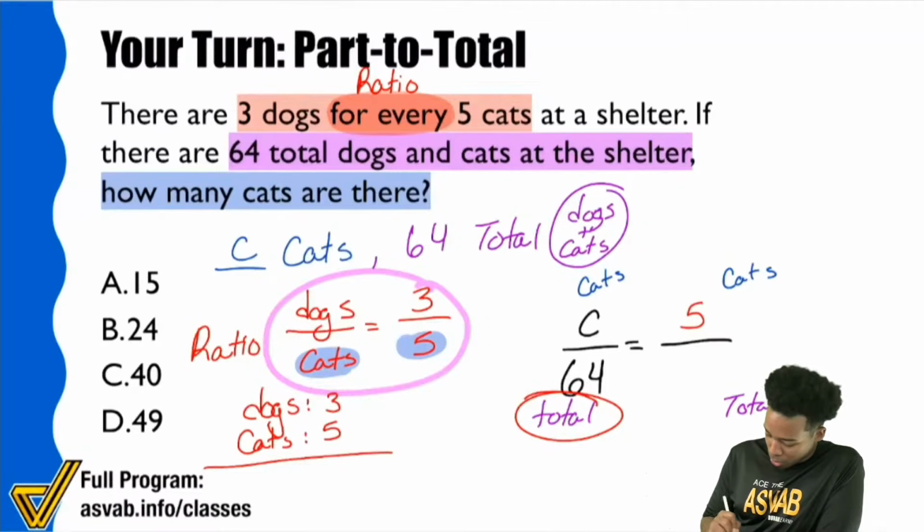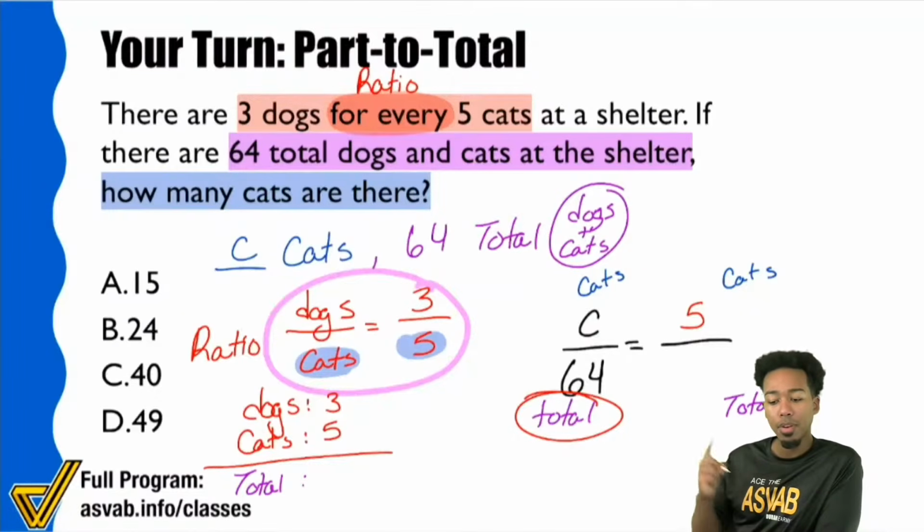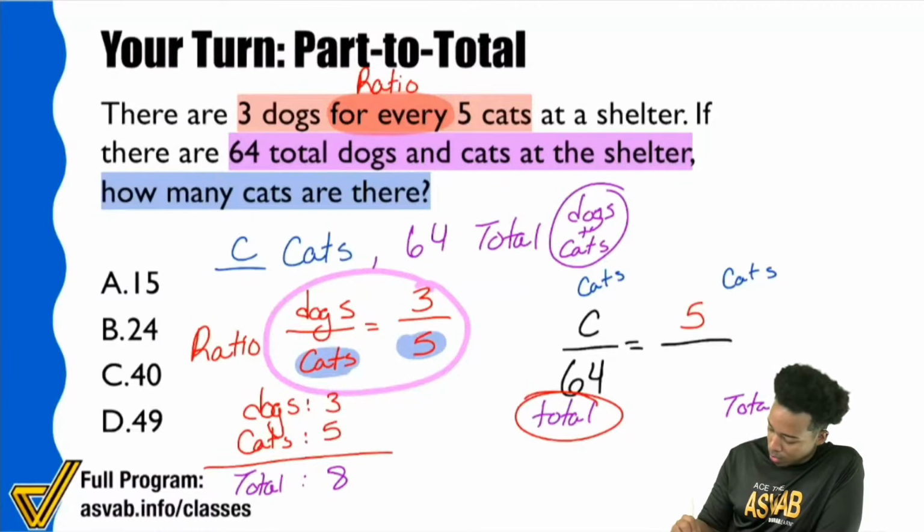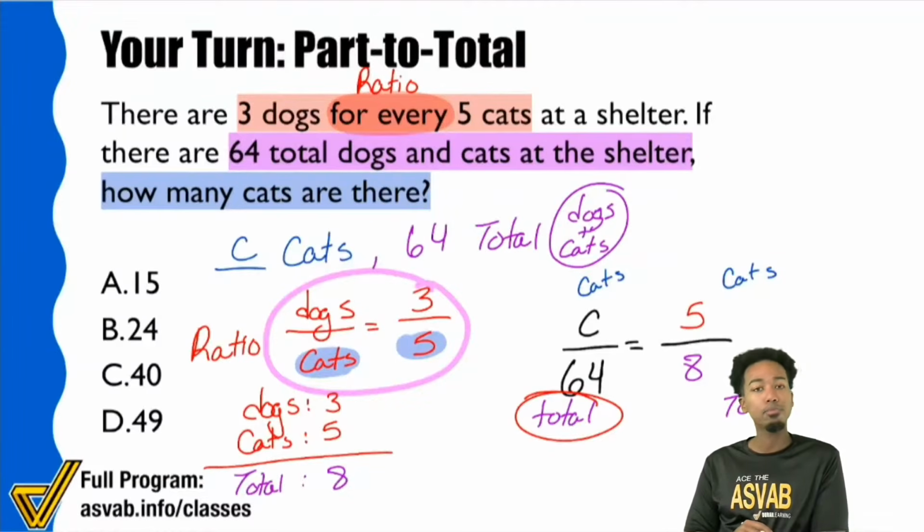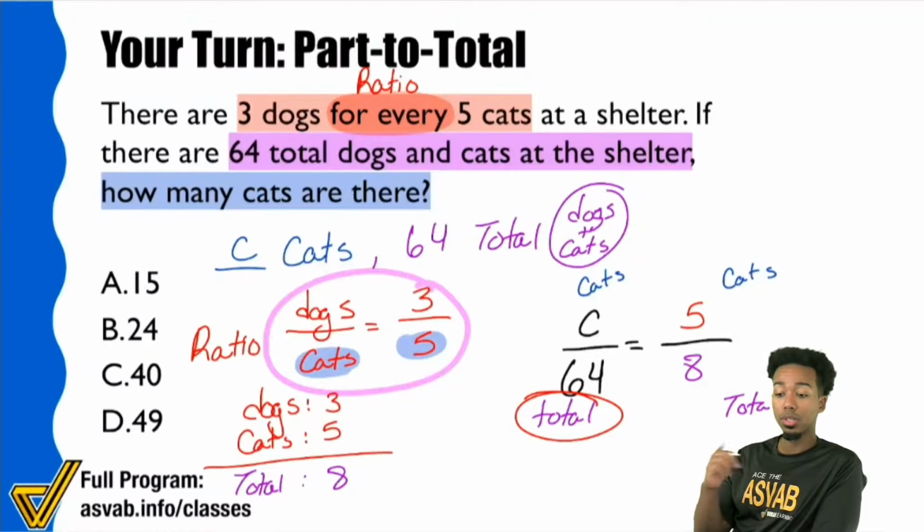So if I'm trying to find the total here, well, guess what? If you have 3 dogs for every 5 cats, that's comparing 8 total animals at a time. So in that ratio, that is where the 8 belongs. Yes or no? Does that make sense?